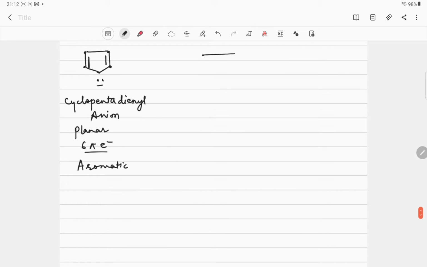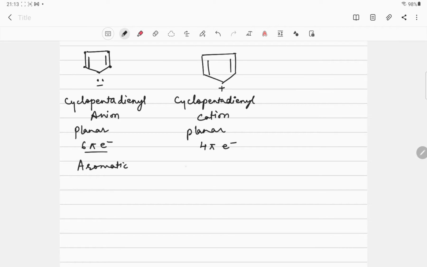While if we take this species, say for example, it is like this. It is again cyclopentadiene. If I write a positive charge here, now is it aromatic? The name of this is cyclopentadienyl cation. Is it aromatic? The structure is planar, no doubt. Now, what about the number of pi electrons? Number of pi electrons is only 4 pi electrons. That is why it is not aromatic. So, that's how we can see whether the compound is aromatic or not.